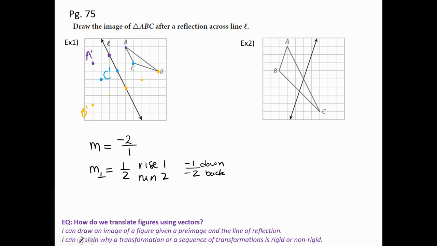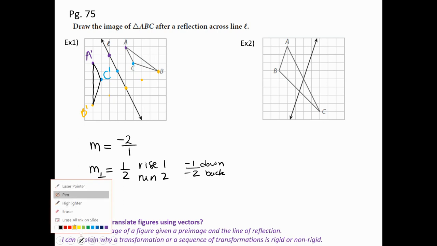Then now that I have all my primes, I'm going to grab my regular writing utensil and connect the dots. So A to B and B to C, and then of course A to C. And so hopefully if you look at those two pictures, they should look like if you folded your paper on line L, those two triangles would match up. All right, so let's take a look at the next one.